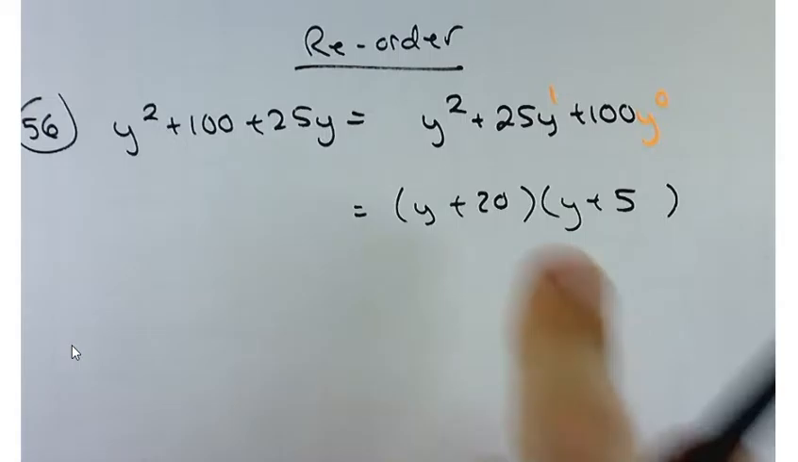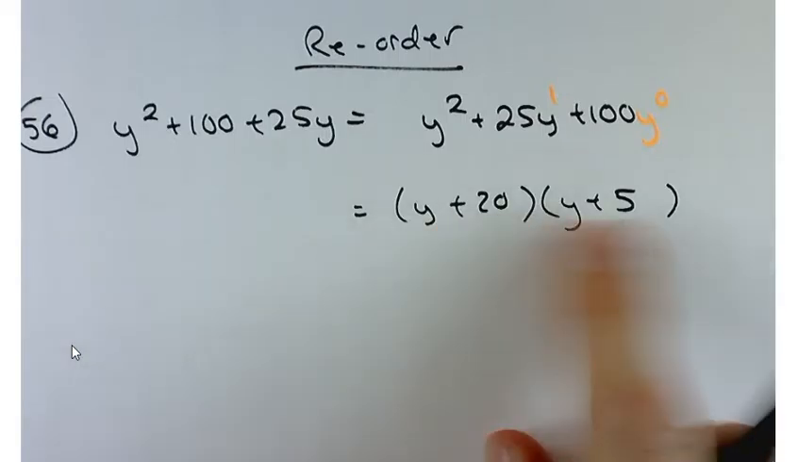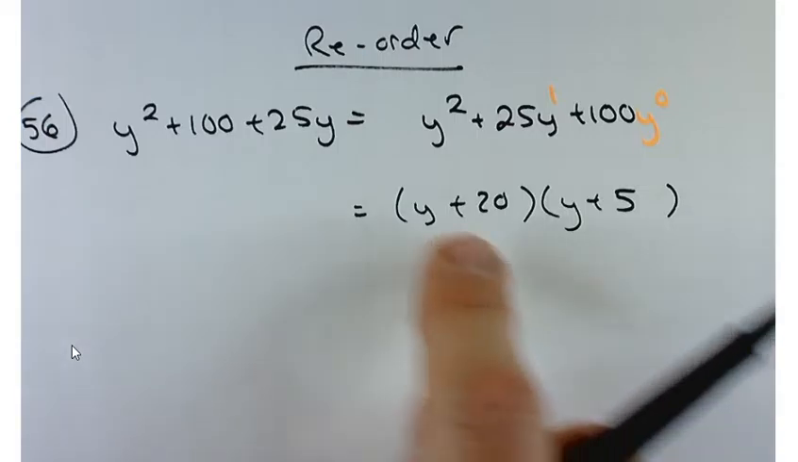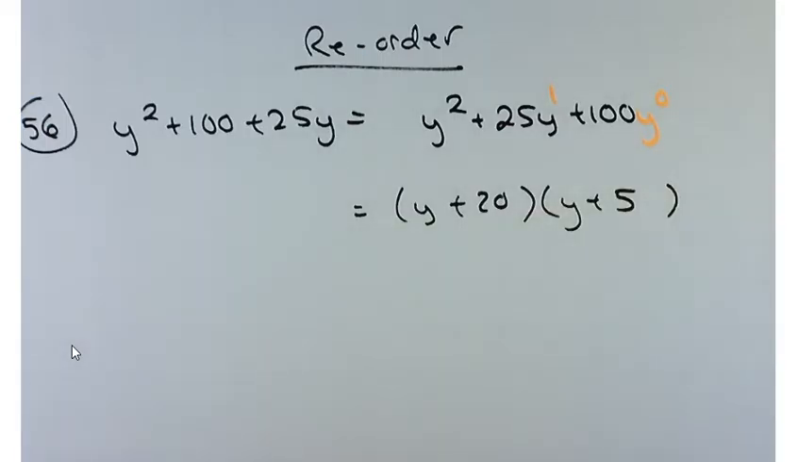What if Rochelle wrote this as y plus 5 times y plus 20? Should I mark it wrong? No? You guys are too nice. No, you're right. I don't have to mark that wrong. The order there doesn't matter. They're both positive. You should be in good shape.